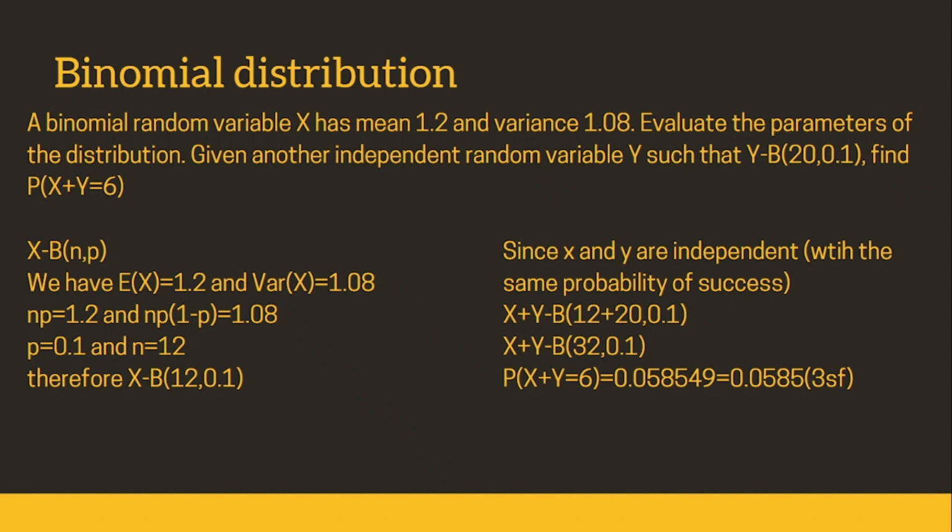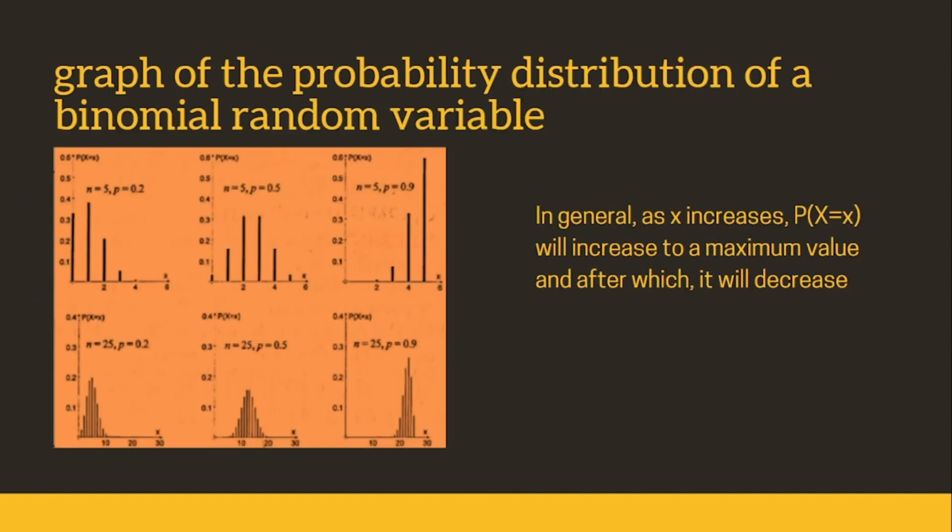We can add them together, and so what happens is that the n will just be the sample value of X and the sample value of Y combined together. You get 32. So in this case, X plus Y is just going to be a binomial random variable with n equals 32 and p equals 0.1. So if you want to get P(X plus Y equals 6), we just take those values, put them into the GC, and we'll end up getting 0.0585.